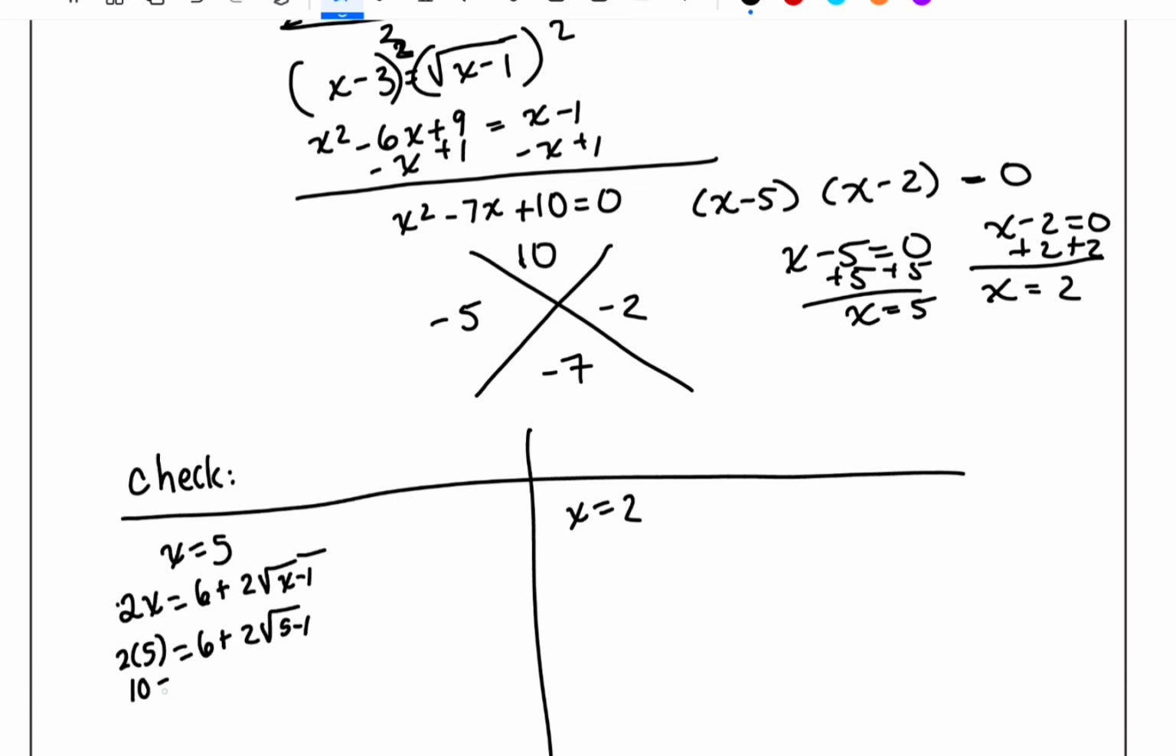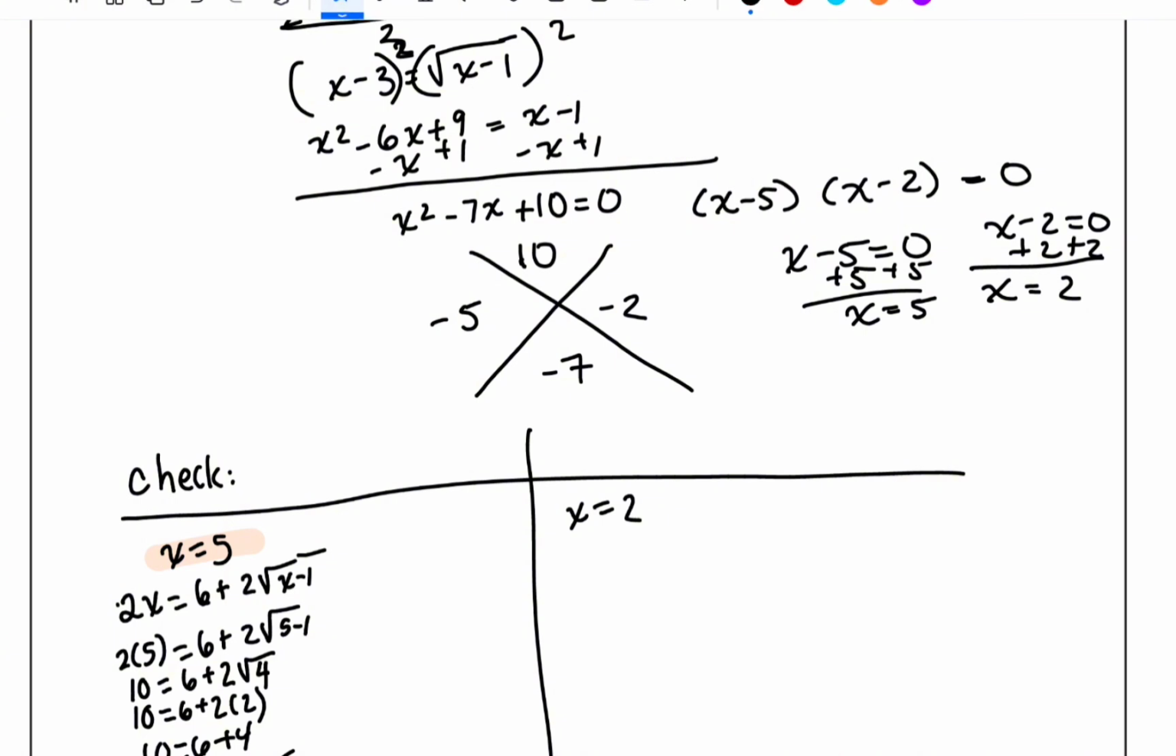So that is 10 equal to 6 plus 2 square root of 4. That is just 10 equals 6 plus 2 times 2. 10 equals 6 plus 4. 10 equals 10. So we know x equals 5 works. So we know this checks off as a solution.